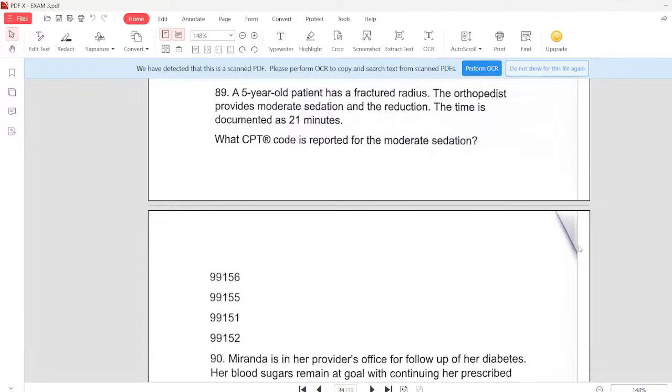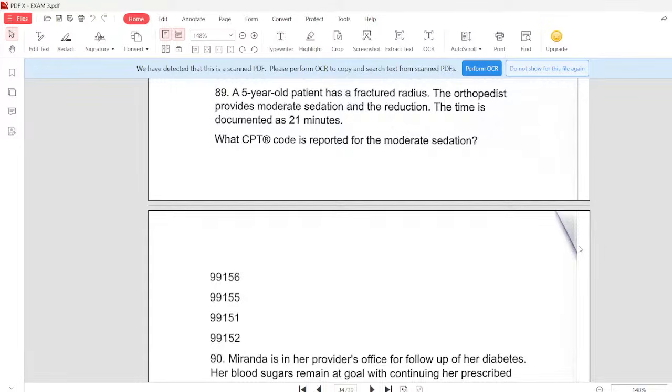Yeah, sure. 99151 and 99155. I will share the basic difference between both the codes. Okay, just now. 99151. Now let me take the code.